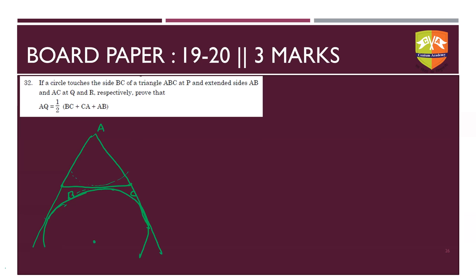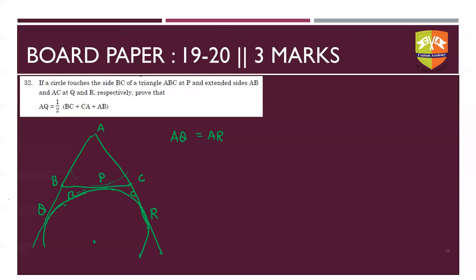There is some center here. Okay. So let us say this point is B. This is C. Let us say this point is P. And the extended sides touch at Q and R. This is the diagram. If you have drawn the diagram correctly, you will be able to do it. So AQ is equal to AR, clearly.